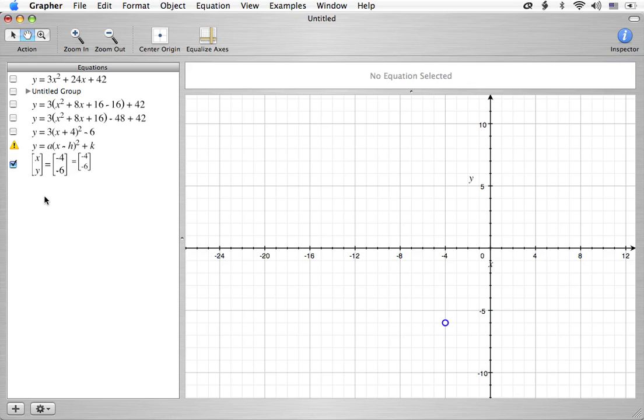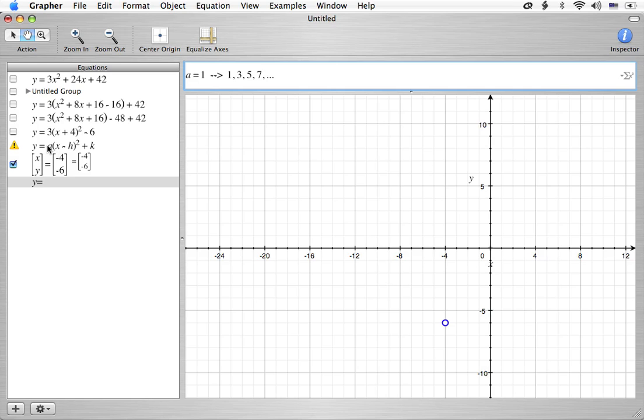Now, to get the rest of the points, this one's a little trickier than what we did last time. You might recall that we were looking at a particular pattern. When a was equal to 1, the pattern was that we would go over 1, up 1, over 1, up 3, over 1, up 5, over 1, up 7, and so on down the line.